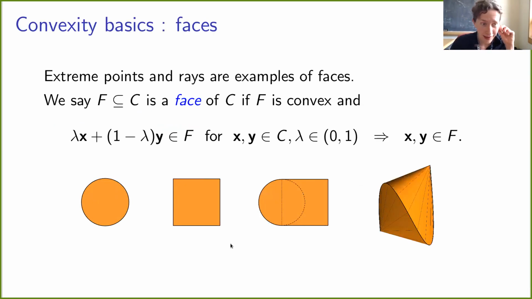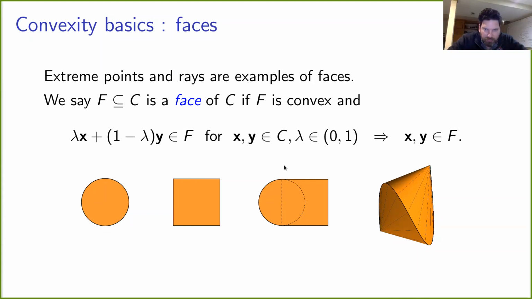More generally, a face is some subset F so that if you take a convex combination of points and you land in that subset F, then you must have started in that subset F. So for example, this edge of the square is a face of the square, as you'd hope. And if you take a convex combination of 2 points and land, say, on the edge of the square, then those 2 points must have come from somewhere on this edge.